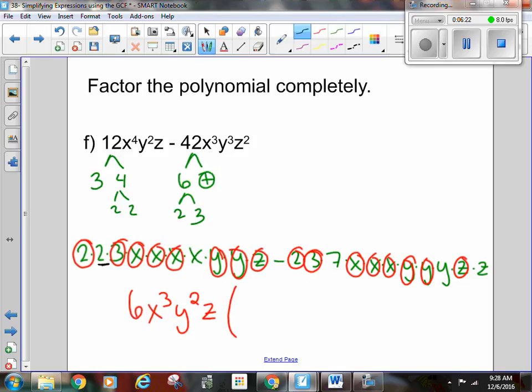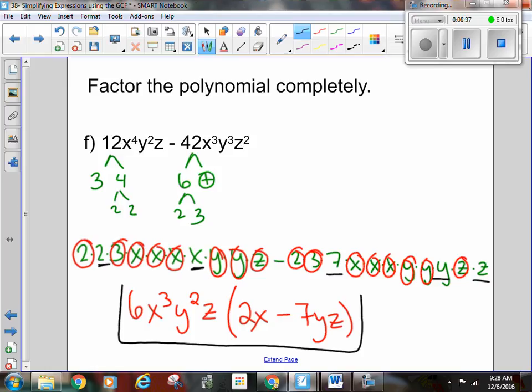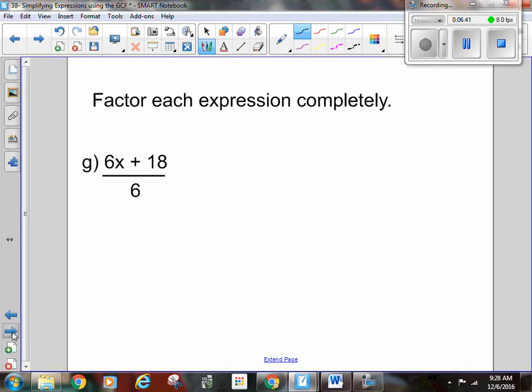Now we're going to look at what's my leftovers. So I have 2x minus, and here I have a 7, a y, and a z. So there is our solution. We have factored it completely. We took out that GCF. Okay, these ones say factor the expression completely. So these ones now just have a little division with it, but we're going to do the same idea.